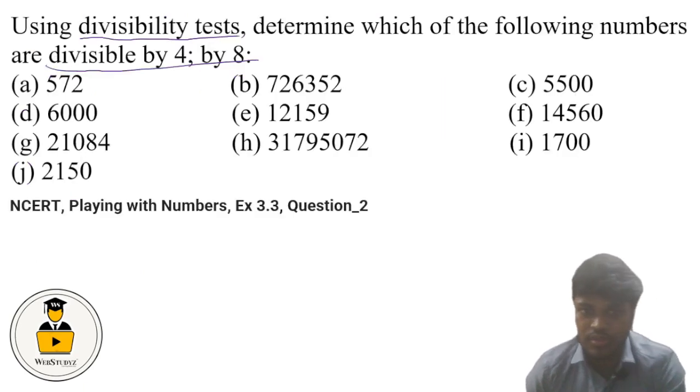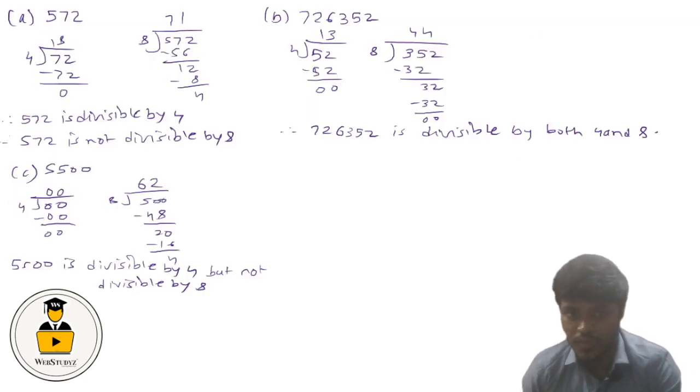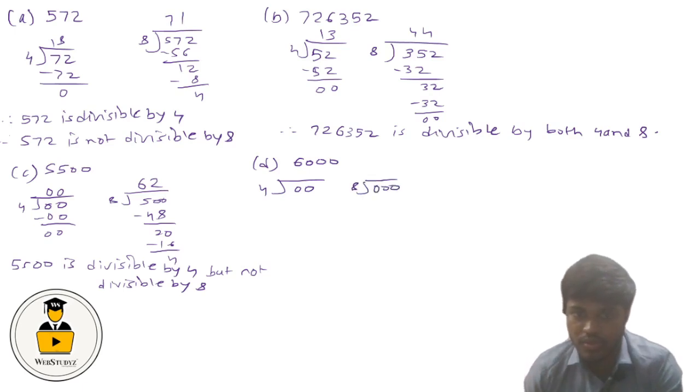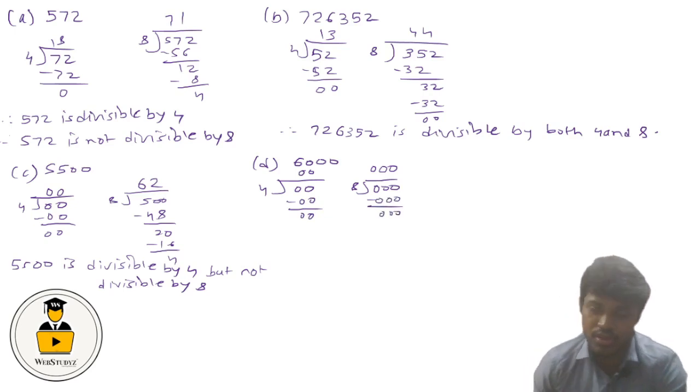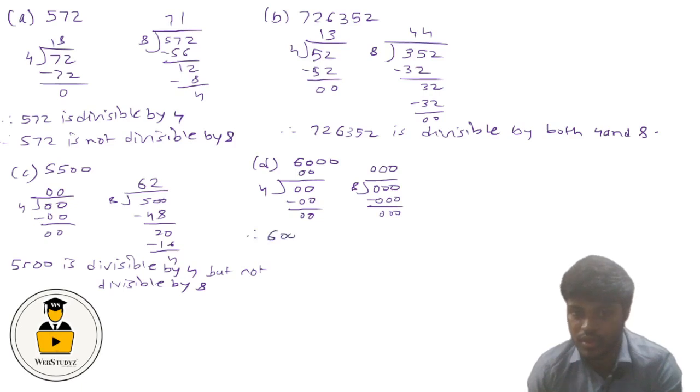Now the next number is 6,000. Here we will consider the last two digits and the last three digits. Now we know that 0 is divisible by 4. So we can see that the number 6,000 is divisible by both 4 and 8.